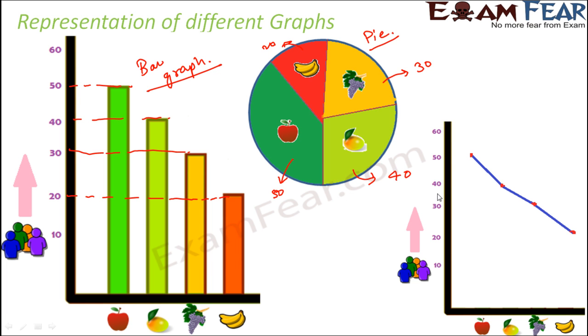Now, the same data can be represented using a line graph as well. Here you see, the entire plot is done in a similar way as the bar graph. Instead of the bars, you just plot the points and then you join the points to form a line graph. So this is how a line graph would look. That's how we represent the same data using different types of graphs.